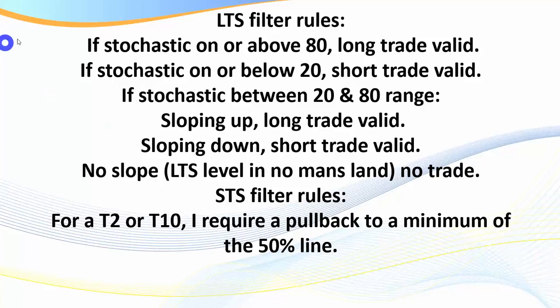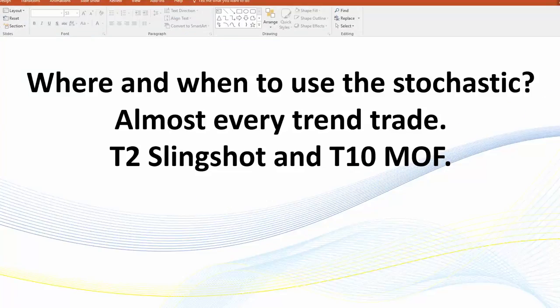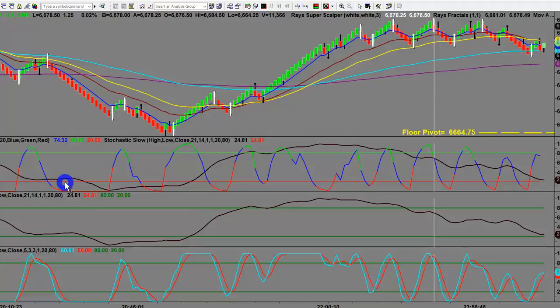Now, the very important thing is, where do we use the long-term stochastic? Well, basically we're going to use the stochastics with almost every trend trade, and remember, trend trading is where the majority of the profits are made. And of course, the long-term and short-term stochastic form a very important part of what we call the T2, the slingshot trade, and the T10, which is the money on the floor trade. So let's now go directly to the charts, and I'll give you some examples there.